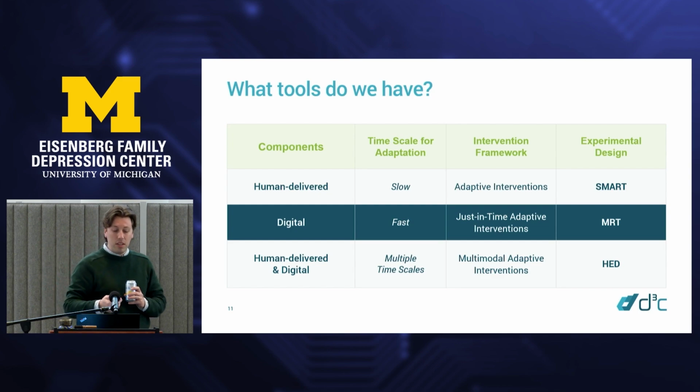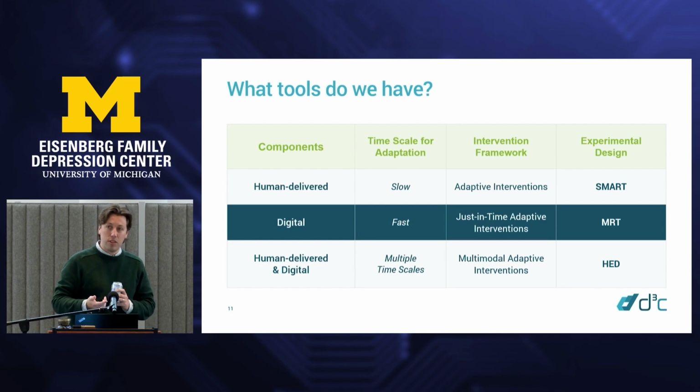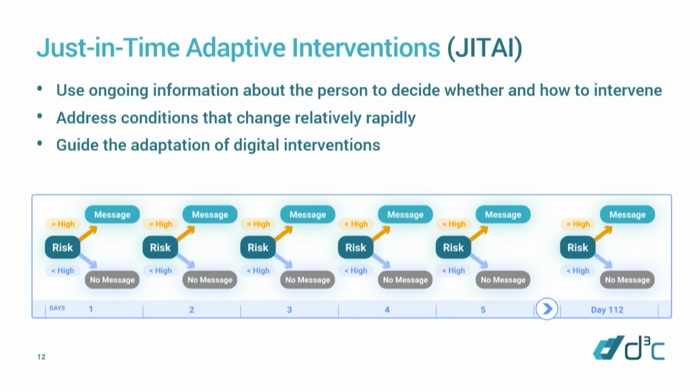Here, what I'm talking about when I say digital is I'm going to be building a just-in-time adaptive intervention, which is going to adapt at faster time scales. And so it's going to need a different type of experimental design called the micro-randomized trial. So I want you to think about the following example. Now I can still point, but at least I don't have to make you visualize.